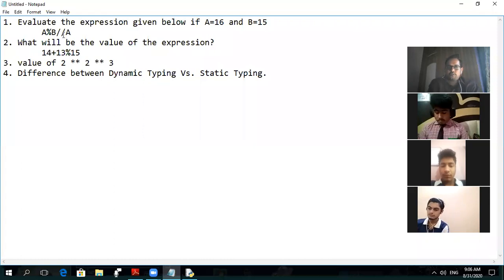Please try to solve this question and give answer in the chat box, because this is the revision. So start revision from chapter number 1. Chapter name is Python revision 2. So question is, a modulus b floor division a. So what is the answer after evaluating this equation? Give your answer in the chat box.